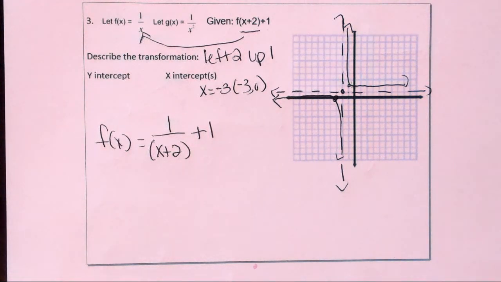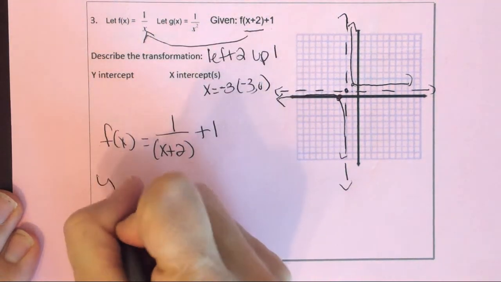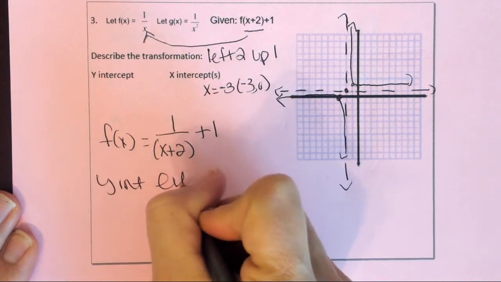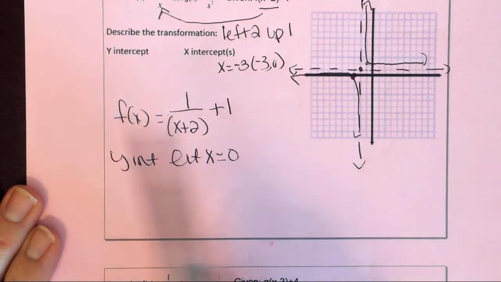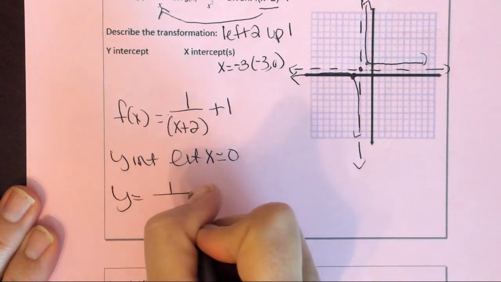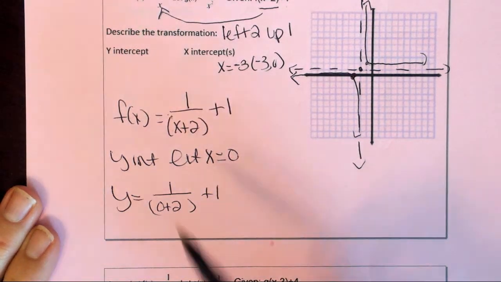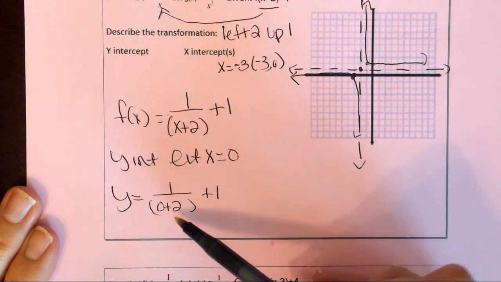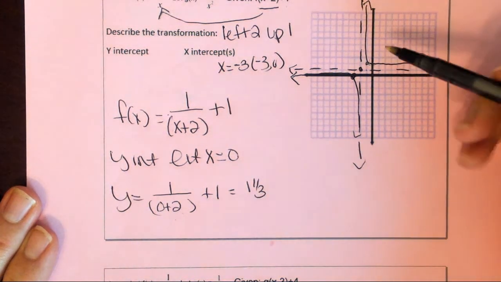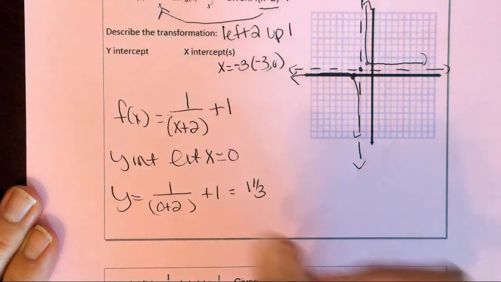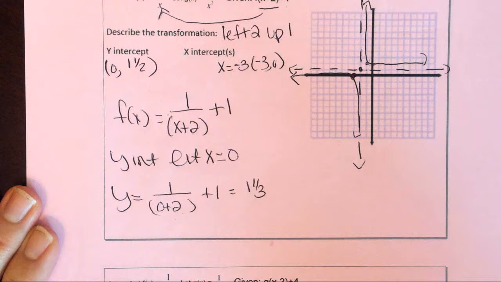Okay, so to solve for your x and y-intercept, if you can't get it from the graph, what you have to remember is when you're doing a y-intercept, you're going to let x equal 0. So here's my equation right here. y equals 1 over, and I let x equal 0, 0 plus 2, plus 1. So 0 plus 2 is 2, 1 over 2 is 1/2, plus 1 would equal 1 1/2, which makes sense because I said it was going to be above 1. So my y-intercept is 0, 1 1/2.